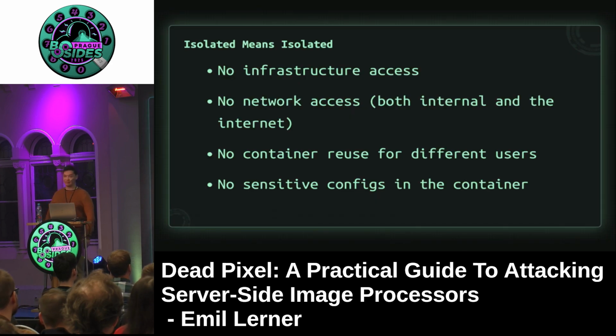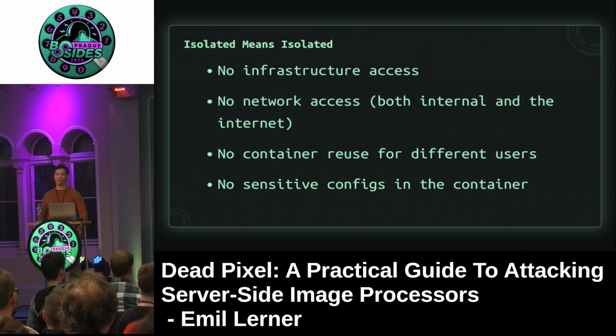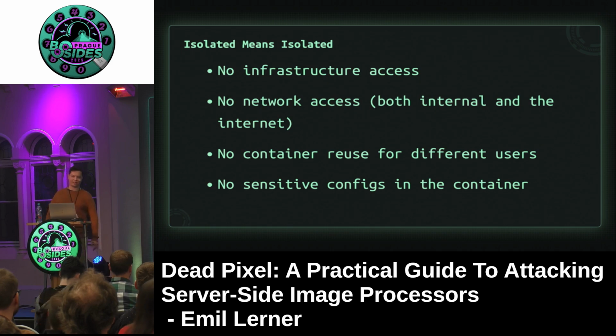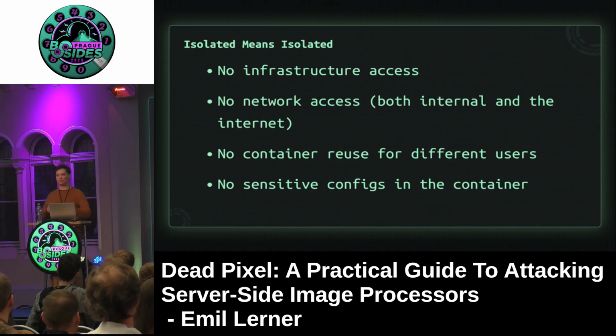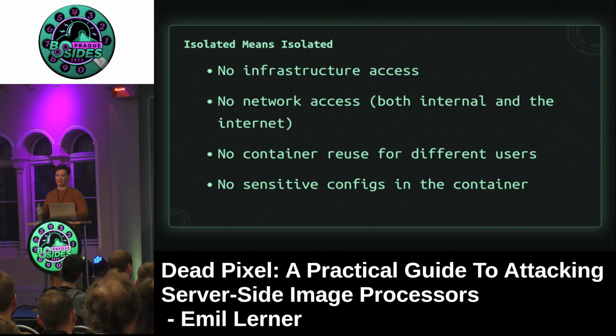And isolated here means really isolated. It should not have any infrastructure access. It should not have any network access, both to your internal resources and to the internet. And so it should be something like this. Even if you have a worker that is used solely for image conversion, probably it has access to some parts of your infrastructure. It could pull images from some kind of queue, process them, and then upload the result somewhere. So inside this worker, you should have something else.